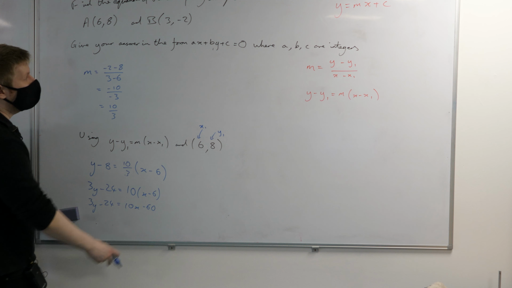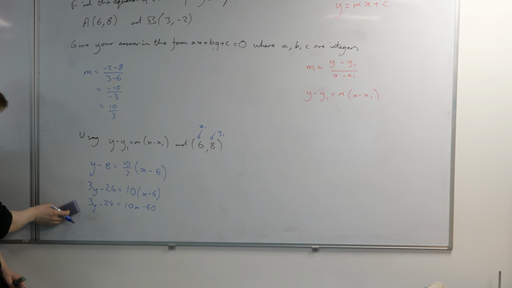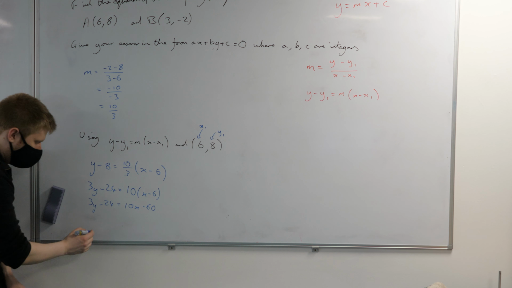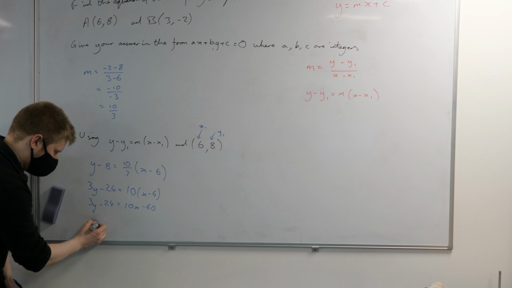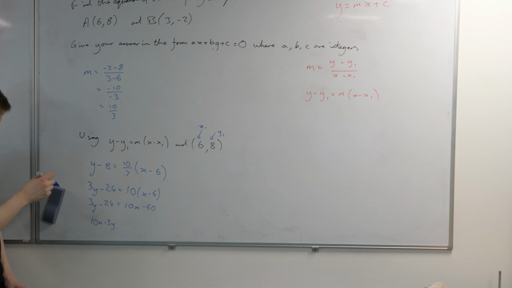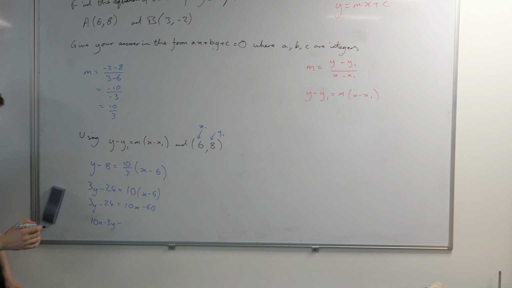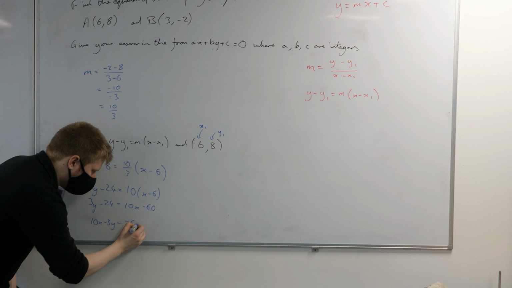And then all that's left to do is make it all equal to 0. So I've got integers, left, right, and centre. So now all I need to do is make it equal to 0. So I'll end up with 10x minus 3y, then plus 24, take away 60, that's going to be negative 36, equals 0.